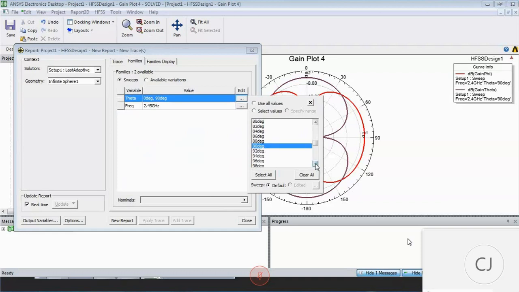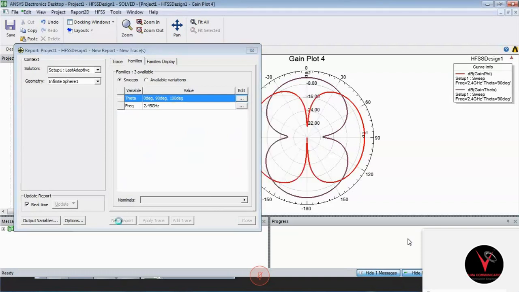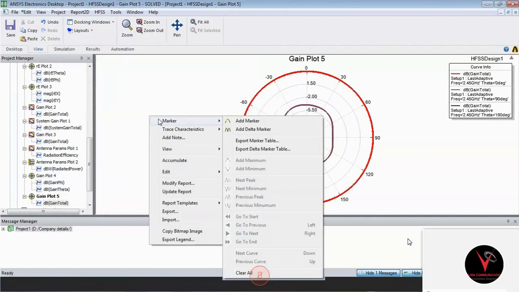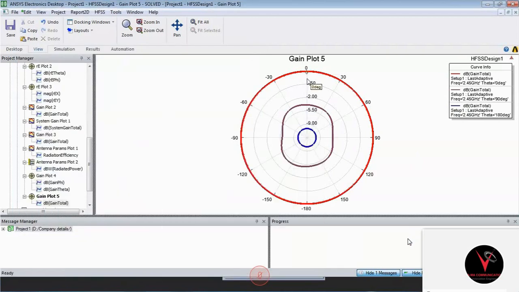And 90. And 180. So our maximum gain value is 4.8 for a 0 degree angle, because here we are giving the power input on a 90 degree. So we are getting maximum power transferred into a 0 degree.